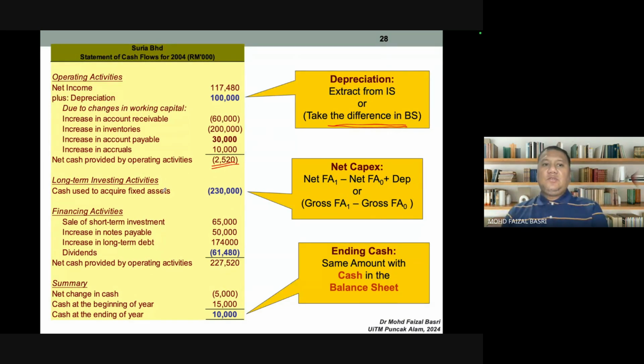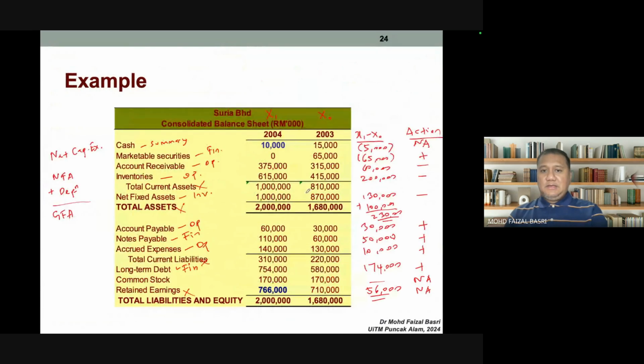Okay, untuk investing, so this is first category. Untuk second is the investing. Kita tengok the fixed asset. And the fixed asset, here I dah letak tadi, the changes adalah 130, but we have to add the depreciation. So therefore the value plus the depreciation adalah 230,000. Okay, 230,000.